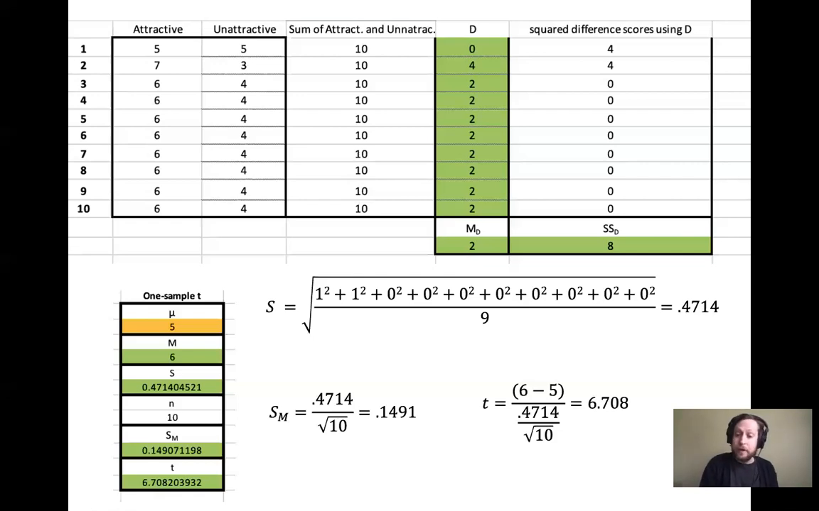This is one of those rare situations, though, where you can also calculate a one sample t for this data set. The reason we can do that is because all of these values are the same, 10. This plus this always equals 10. Therefore, we could also calculate a one sample t for this data set. When we do that, we also get 6.708.